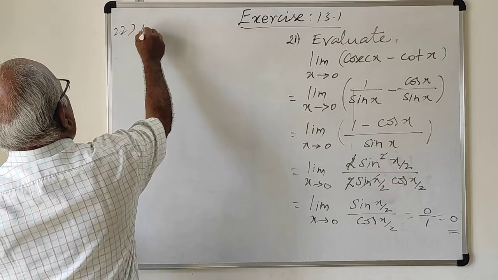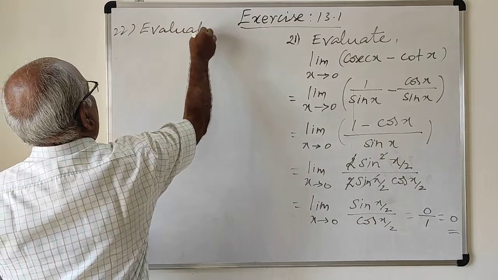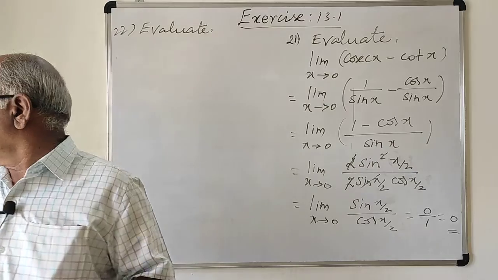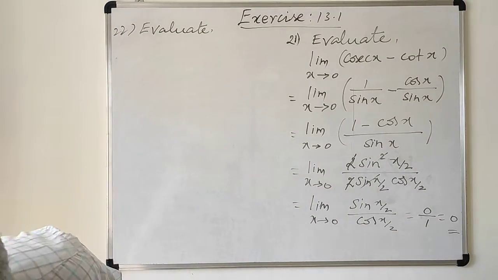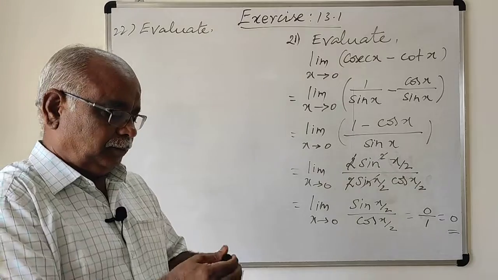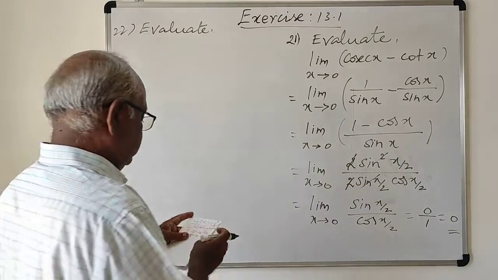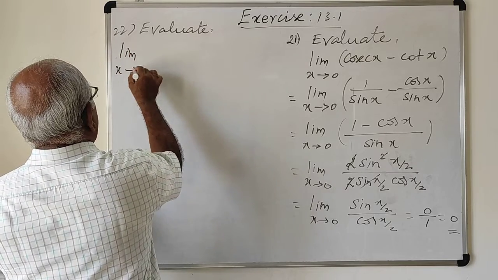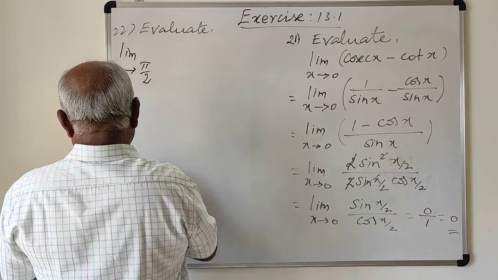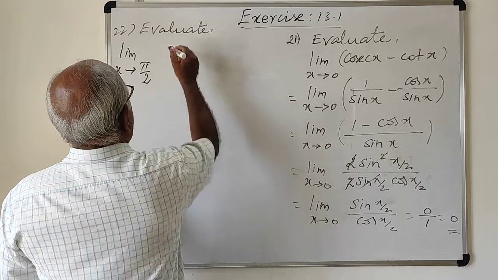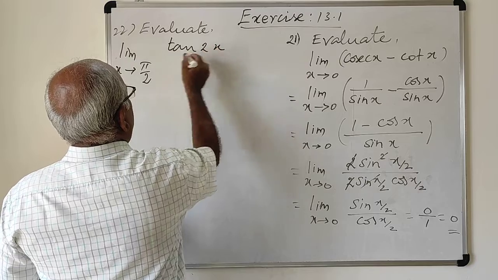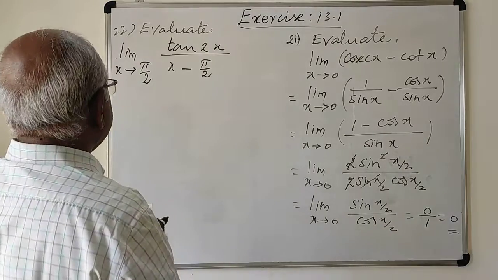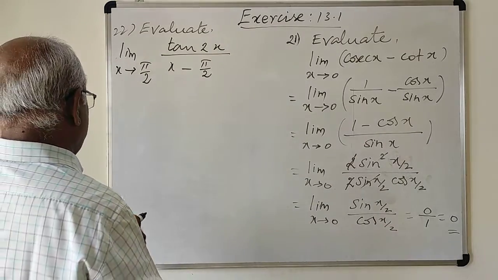Problem 22, evaluate the limit as x tends to pi by 2 of tan 2x by x minus pi by 2. That is the problem. Limit x tends to pi by 2, tan 2x by x minus pi by 2.